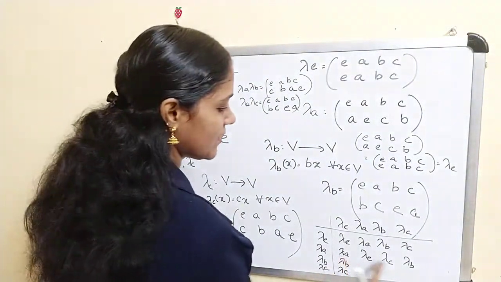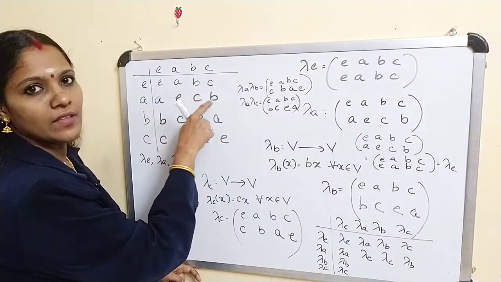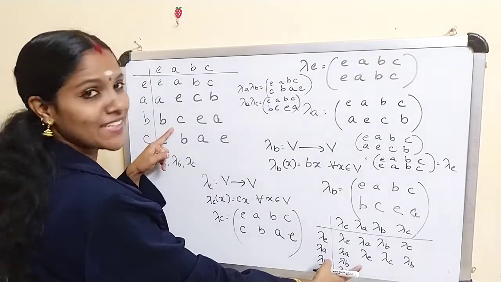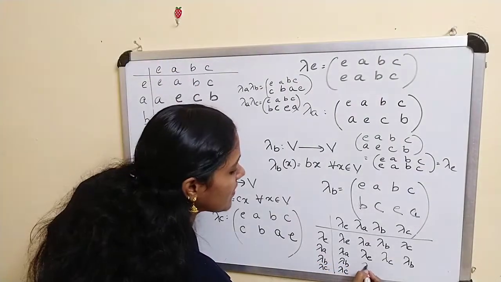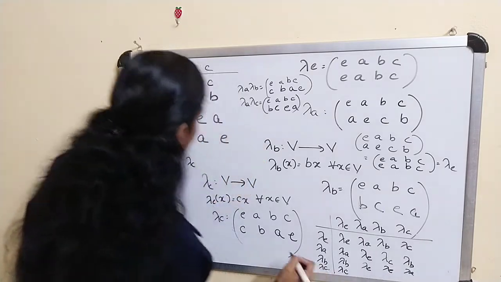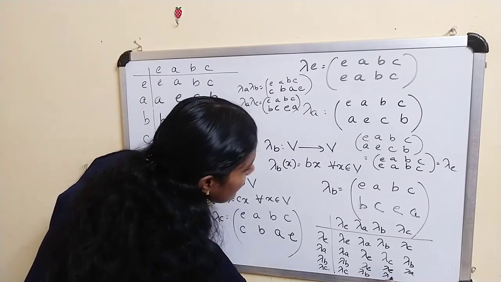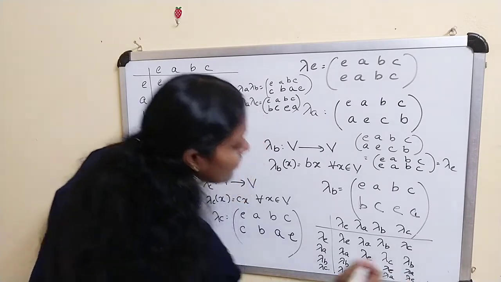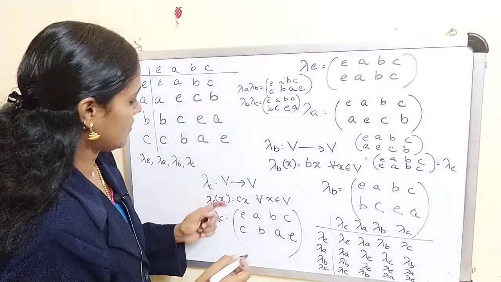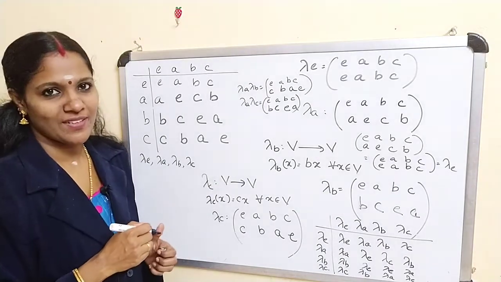Similarly, if you look at these numbers, A, E, C, B. So what about this one? This is clearly lambda C. So lambda C, lambda E, lambda A, and this is lambda B, lambda A, lambda E. You can verify it. And this is the table for the permutation group lambda E, lambda A, lambda B, and lambda C.